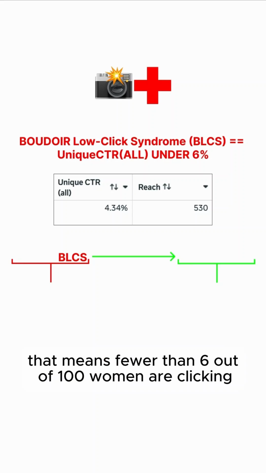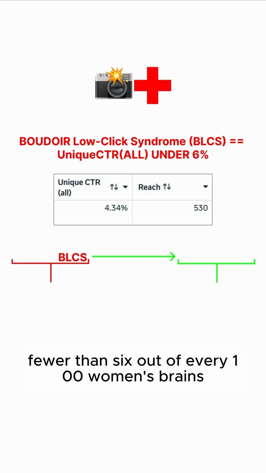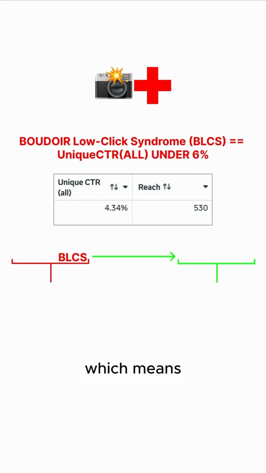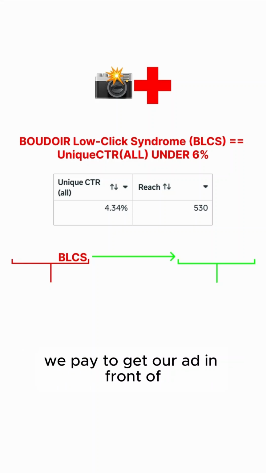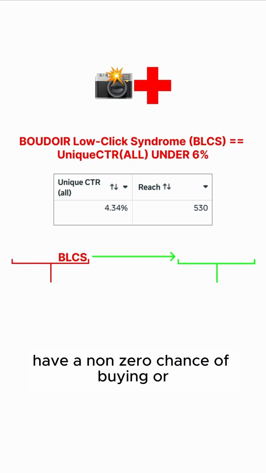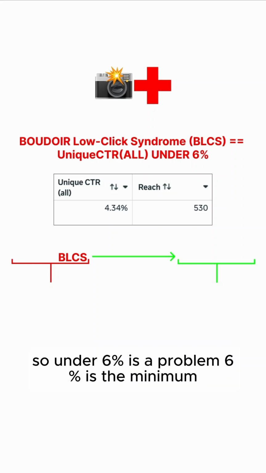6%. That means fewer than 6 out of 100 women are clicking anywhere on our Boudoir Facebook ad, which means our ad is entering fewer than 6 out of every 100 women's brains, which means fewer than 6 out of every 100 women who see our ad, or who we pay to get our ad in front of, have a chance higher than 0% of buying from us. So under 6% is a problem.